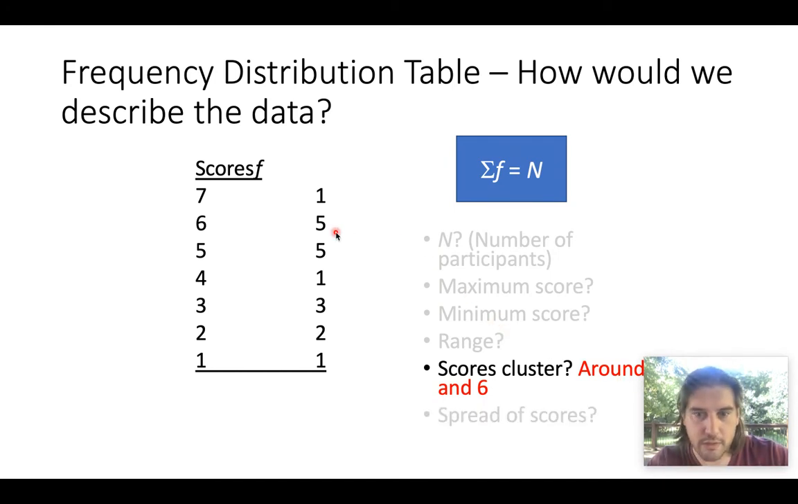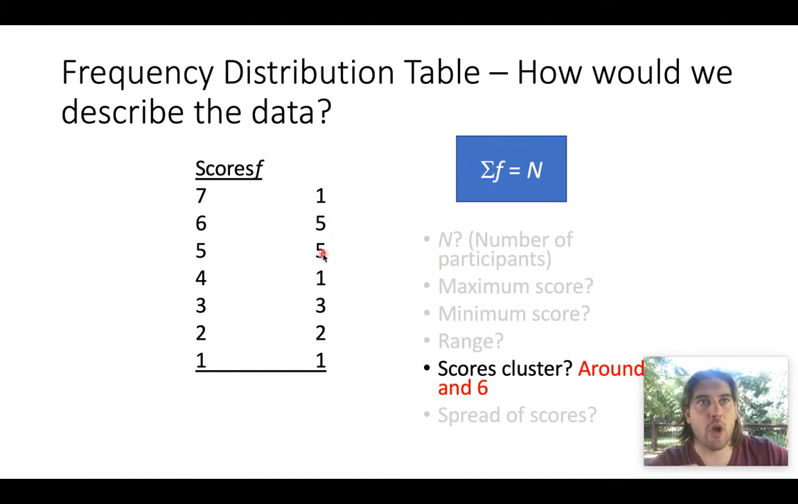So if we look, oh man, this is really screwed up. Sorry about that. That F should obviously be over here. If we look at where our scores cluster, like where do people group together? They group together around 5 and 6, right? We have 18 participants. Remember, 18 was our sum of F.